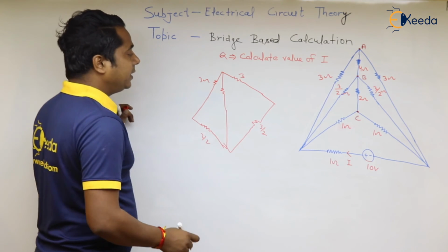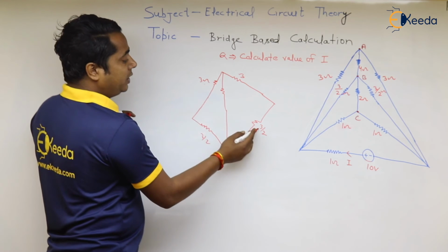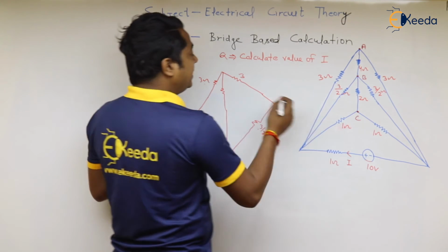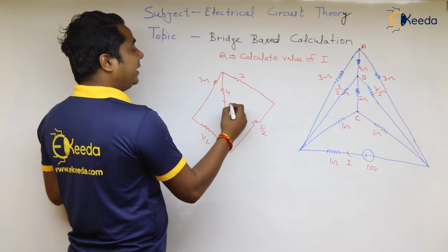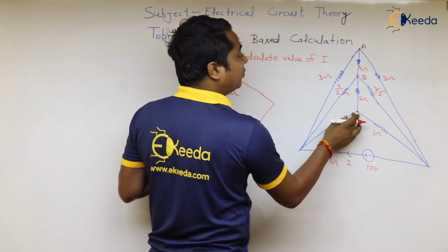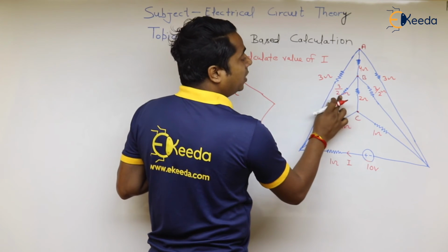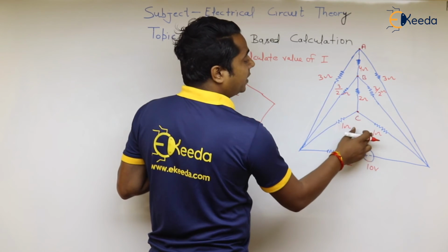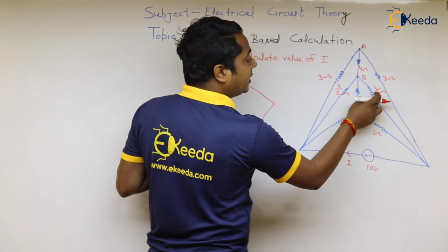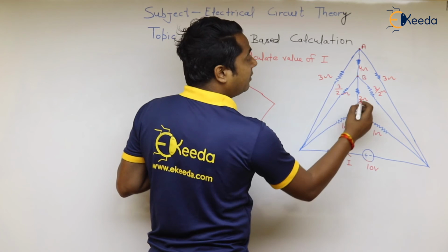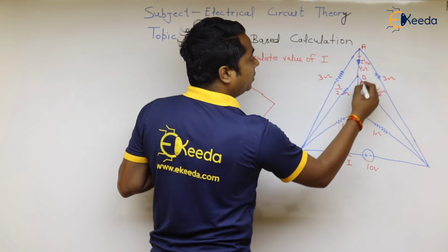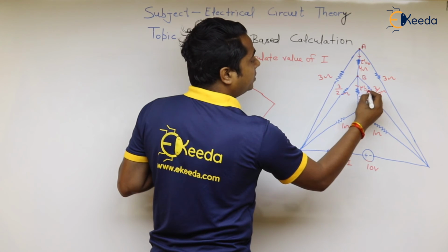You can see from here, this 3 into 3 by 2 is equal to this 3 into 3 by 2. It means there will be no current in the 4 ohm resistor here. In the same way, at B and C, 3 by 2 upon 3 by 2 is equal to 1 upon 1, or 3 by 2 into 1 is equal to 3 by 2 into 1. So there will be no current in these. I dash is equal to 0 and I double dash is equal to 0.